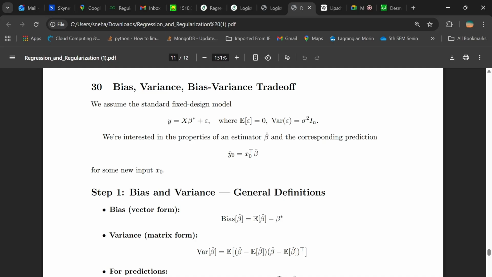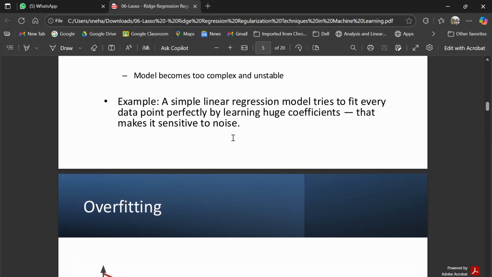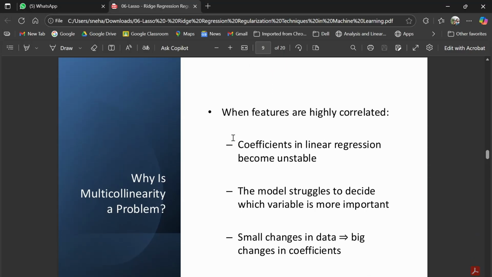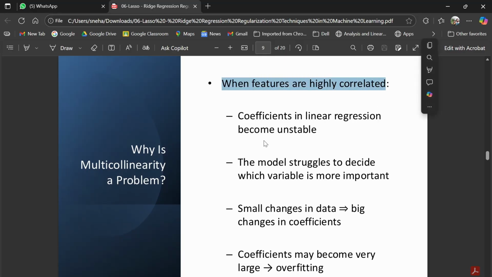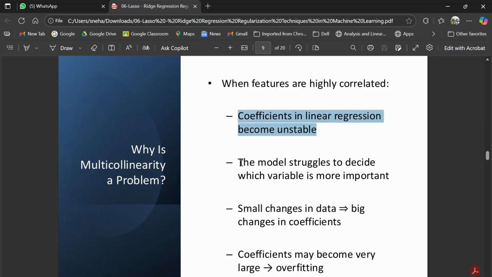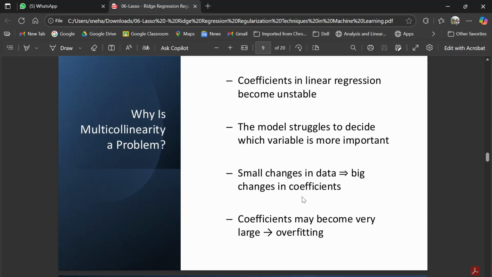So we have this information. It says that some coefficients become exactly 0. It adds an L1 penalty, and it also says that when features are highly correlated, coefficients in linear regression become unstable. The model struggles to decide which variable is more important. Small changes in data make big changes in coefficients. Coefficients may become very large, which might cause overfitting again. So this is entirely what is happening.